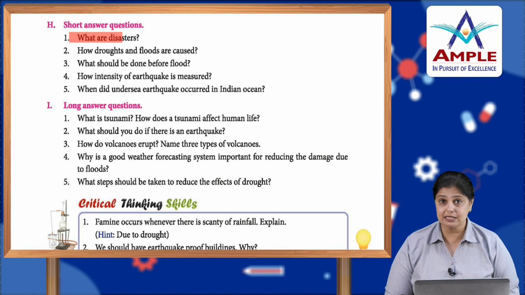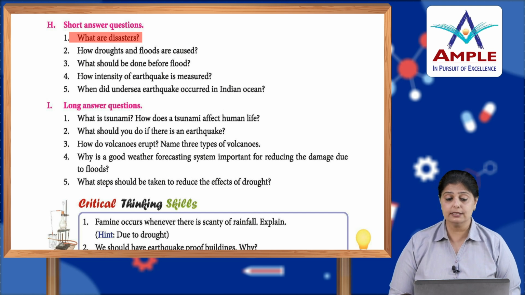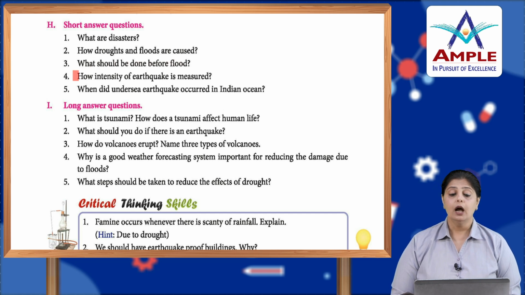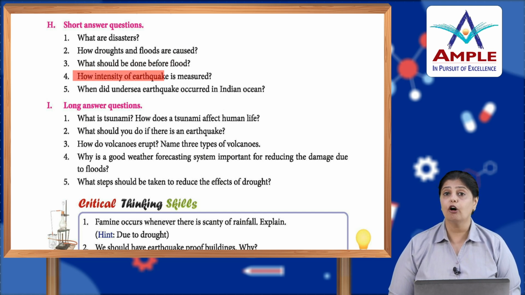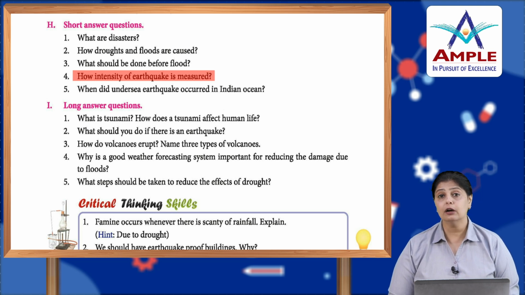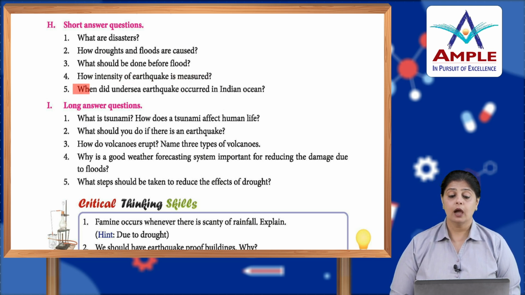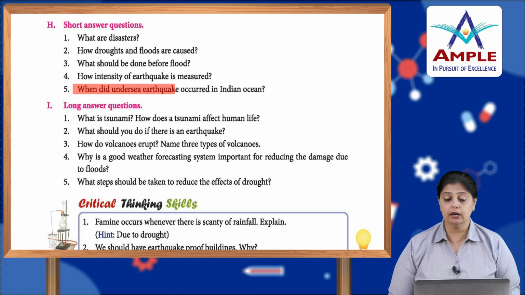Okay. What are disasters? Okay. It's a short answer. How droughts and floods are caused. What should be done before the flood? So, what are the precautions that you need to take before the flood occurs, okay, or is going to happen? How intensity of earthquake is measured? What is the scale, okay, and what is the instrument used? When did undersea earthquake occur in Indian Ocean? Okay, the date we've already mentioned in the chapter.